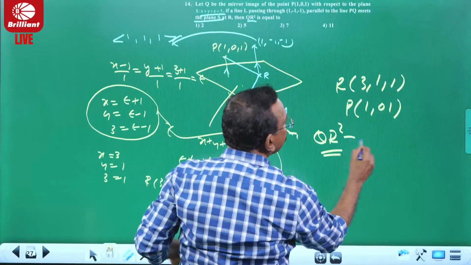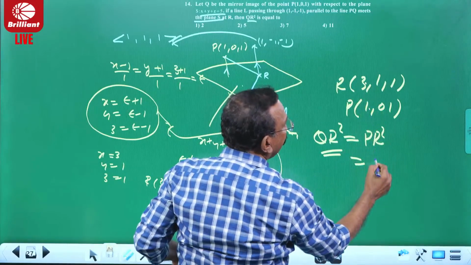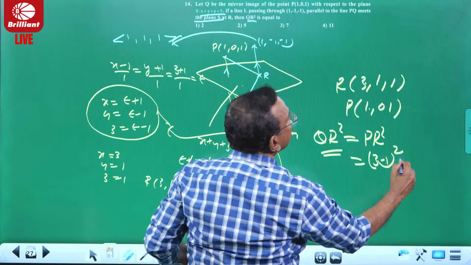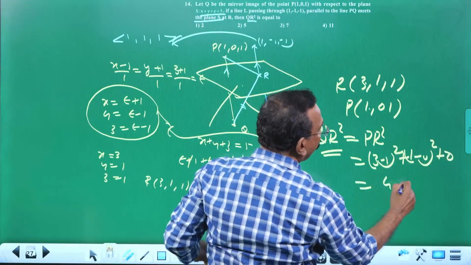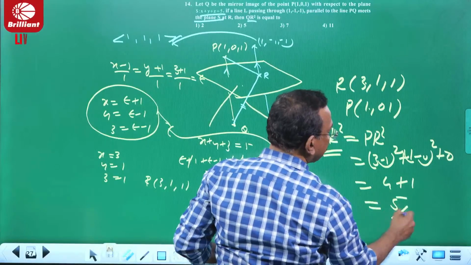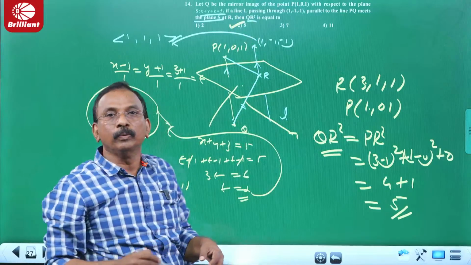Then QR square is equal to PR square. This is the idea. So it is (3 minus 1) whole square plus (1 minus 0) whole square plus 0. That is equal to 4 plus 1, that should be 5, our numerical value. So option 2 is the answer.